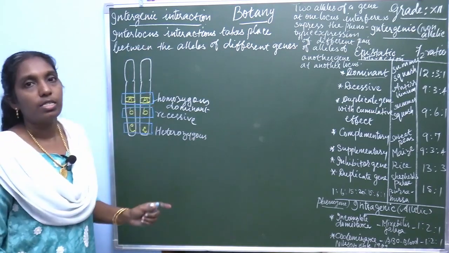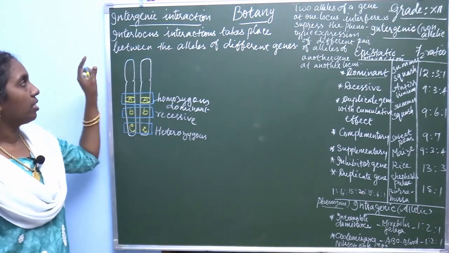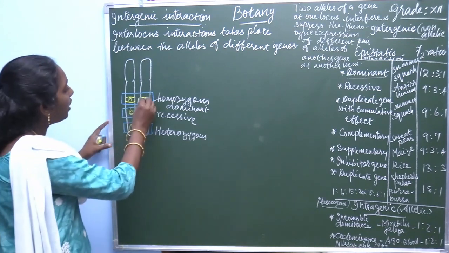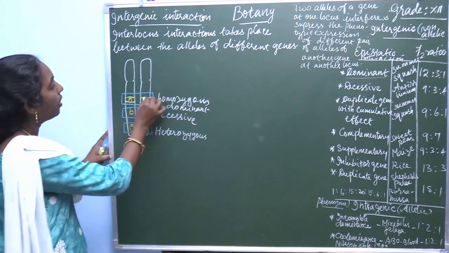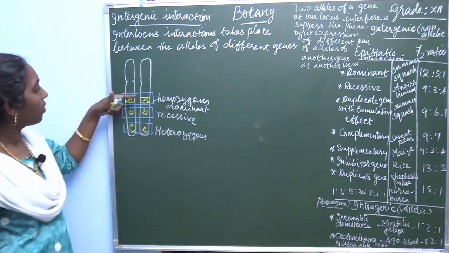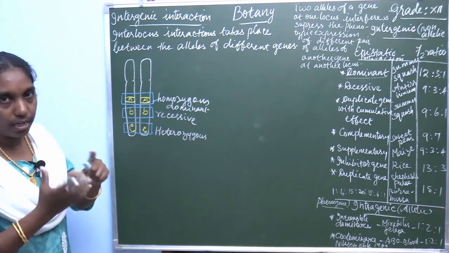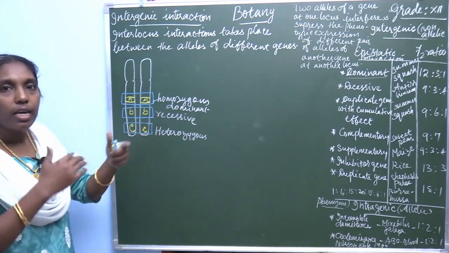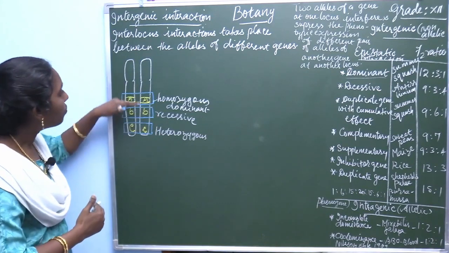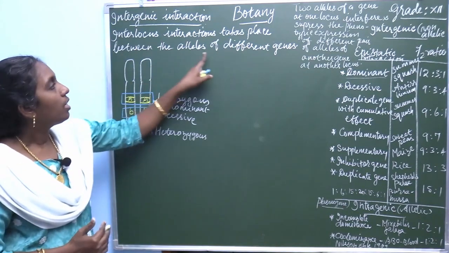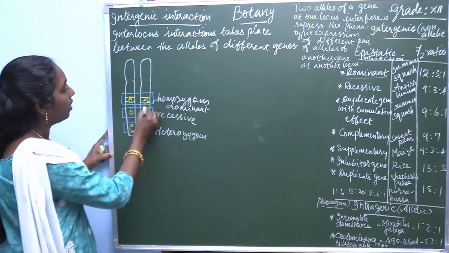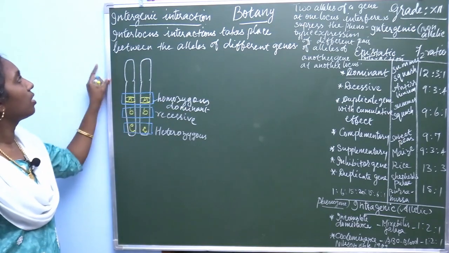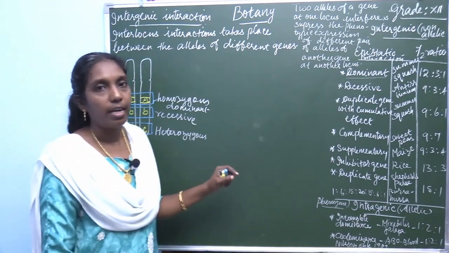So, intergenic interactions: interactions take place between the alleles of different genes. Here the interaction is taking place; this is one allele, this is another allele. Interactions take place between the alleles of different genes. These are the different genes with different alleles. That is called intergenic interaction.